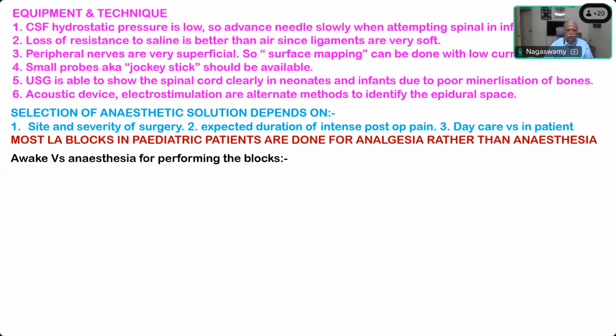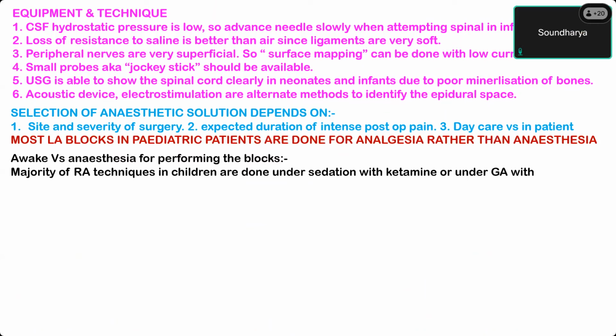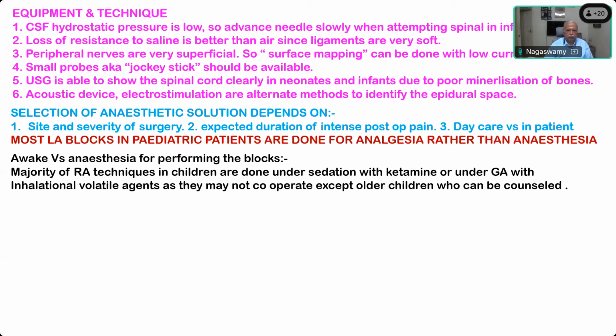So, how to perform this block, awake versus anesthetized patient? Older patients to whom you can talk and convince them, you can do it in an awake state. Majority of regional anesthesia is done under sedation with ketamine or under GA, inhalational volatile agents also, as they may not cooperate, except older children who can be counseled.